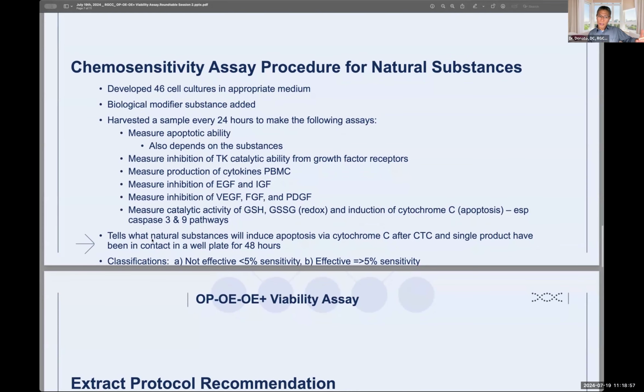And then it tells basically what natural substance will induce apoptosis via the cytochrome C after the CTC and single product have been in contact in a well plate for 48 hours. And the classification then is if it's less than 5%, it's not effective. Okay, over 5% or equal to 5%, it's effective.